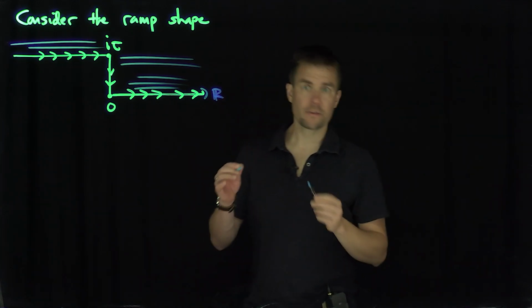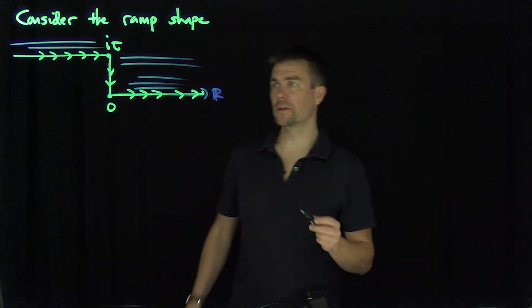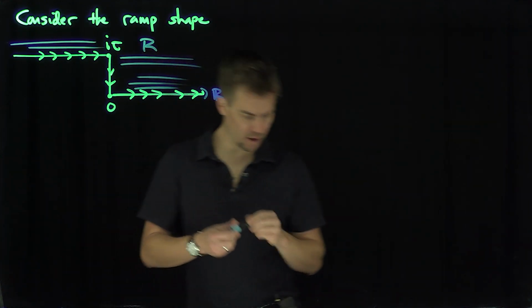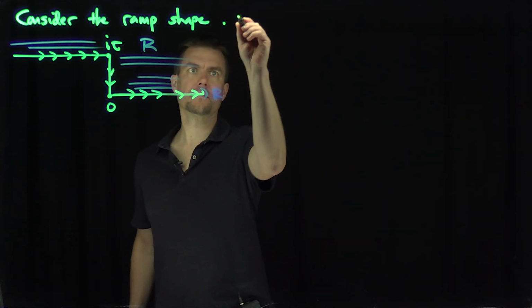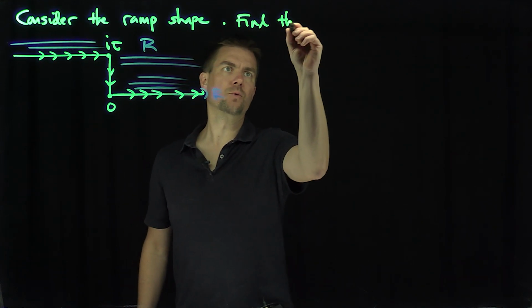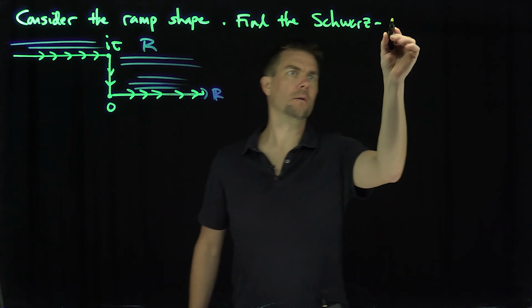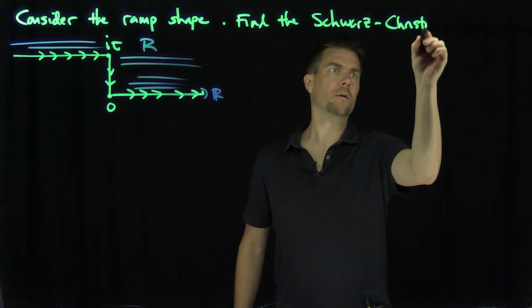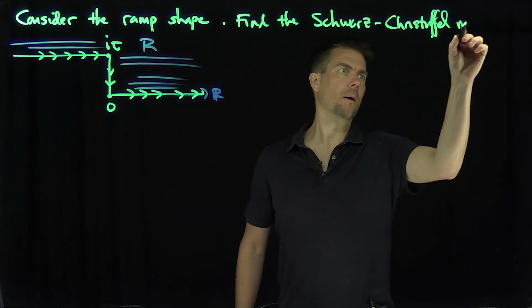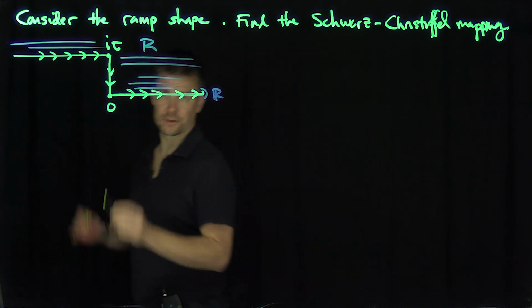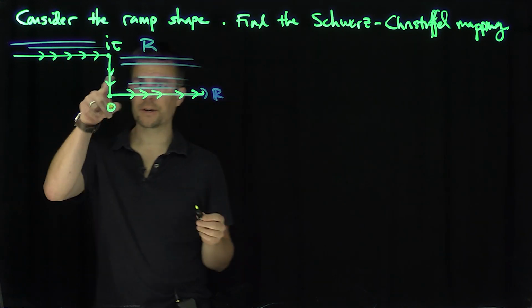So I want to find the conformal mapping from the upper half space onto this region. Let's call this region R for a ramp. So region R. Let's find the Schwarz Christoffel mapping. And so here's the idea. There are two bends over here: there's a bend over here and there's a bend over here.